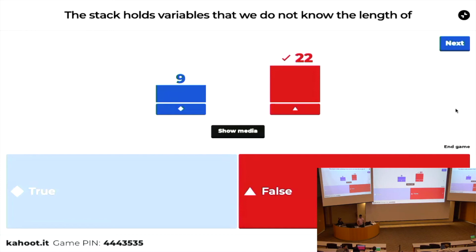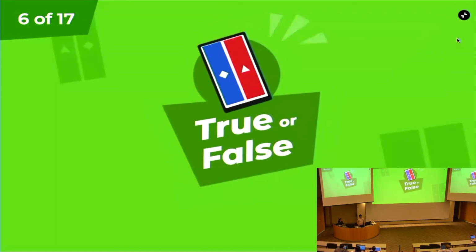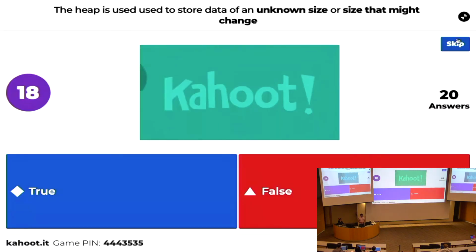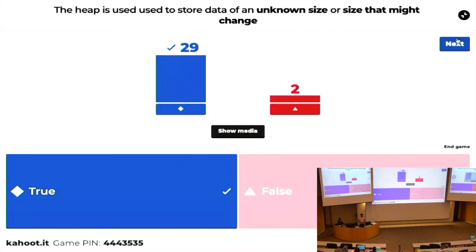All right, so this one is from the second lecture of Rust. The stack can hold variables that we know the length of. So obviously this is false. Awesome, yeah. If the stack can hold things that we know the size of, the heap is the opposite. It stores data of an unknown size or a size that might change.